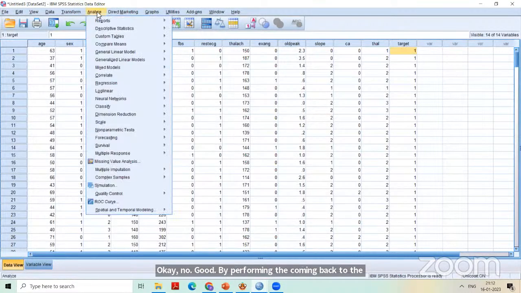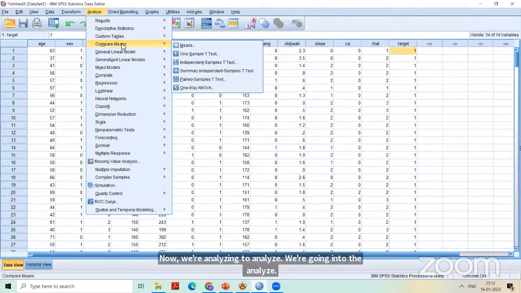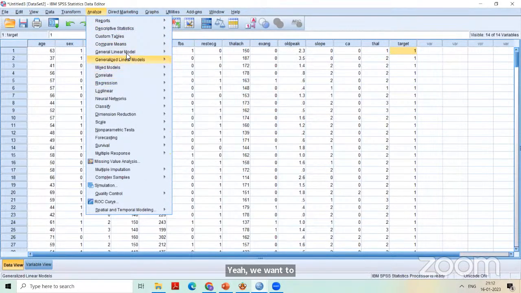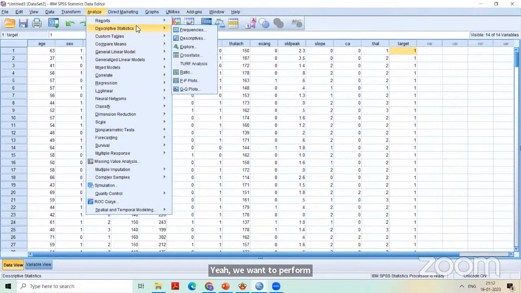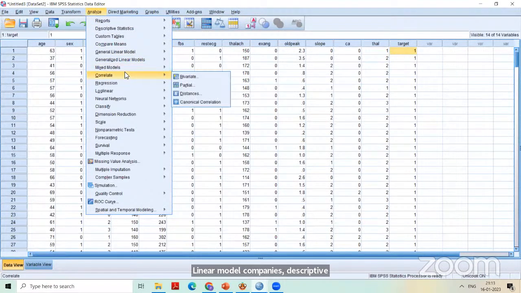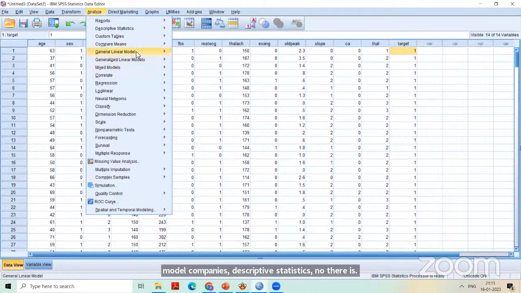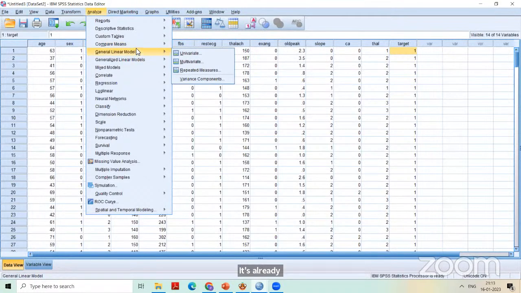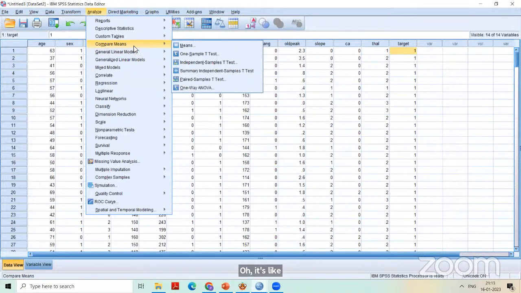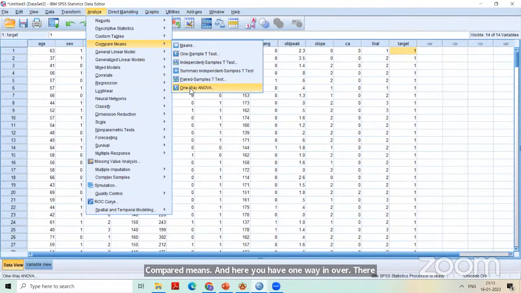Okay. Now we are analyzing. To analyze, we go into Analyze. Here we want to perform... linear model, compare means, descriptive statistics. No, there is correlate. It's like compare means. Okay. So Analyze, Compare Means, and here you have One-Way ANOVA. There are various tests, there is a t-test also for this, but we are using ANOVA.